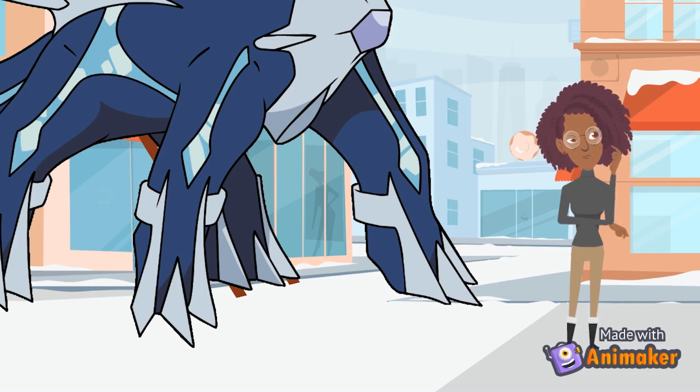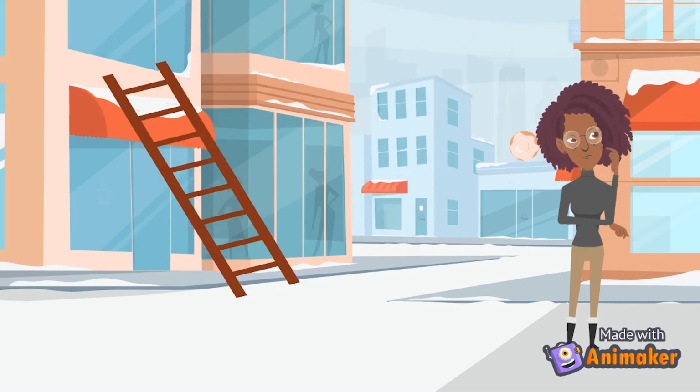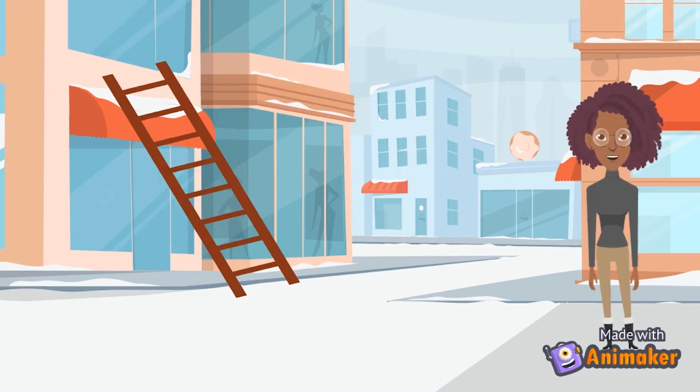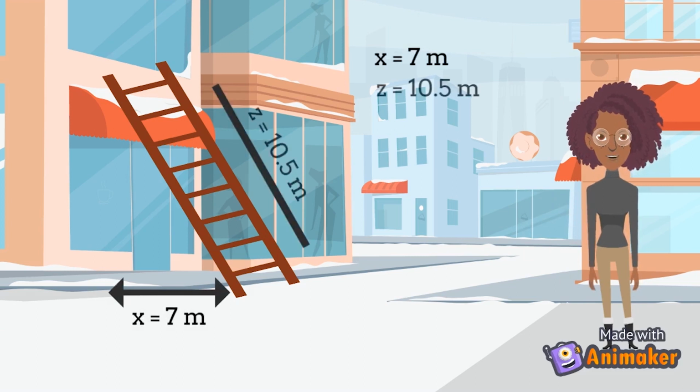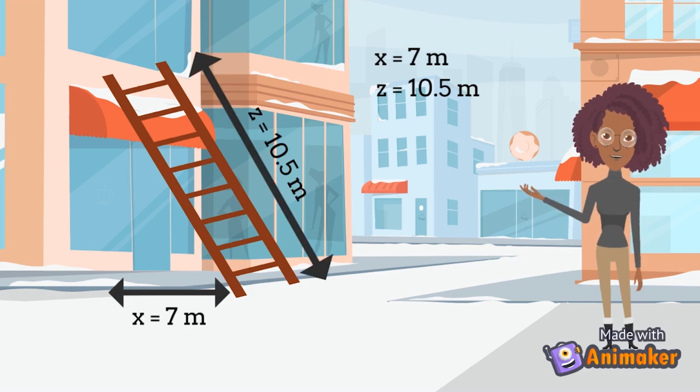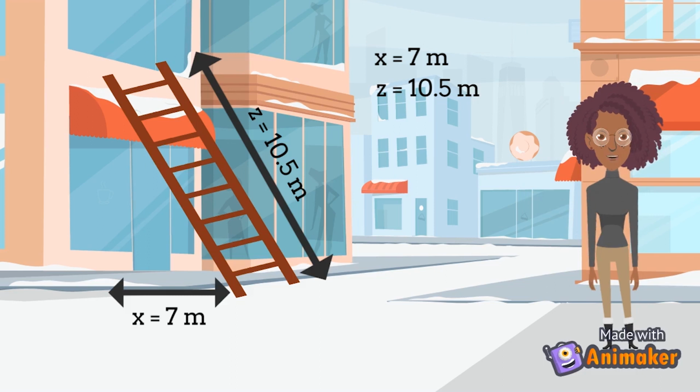Seems easy. Let's start with the given. You said that the distance of the ladder's base from the wall is 7 meters. We'll represent that with x. Then the length of the ladder is 10.5 meters, which will be represented as z. And lastly, the speed of the ladder's base sliding from the wall is 3 meters per second, which will be represented as dx over dt.